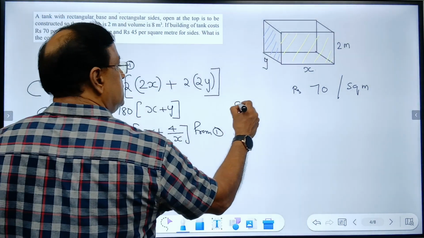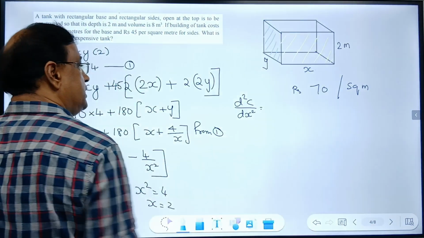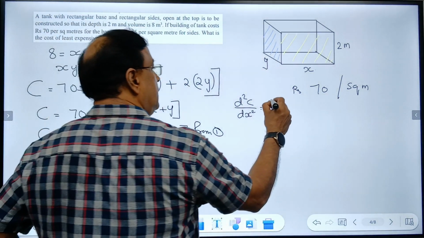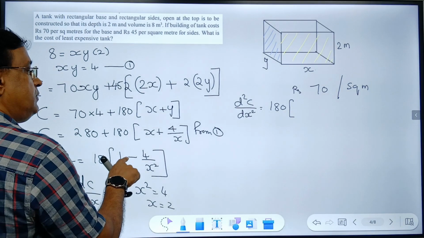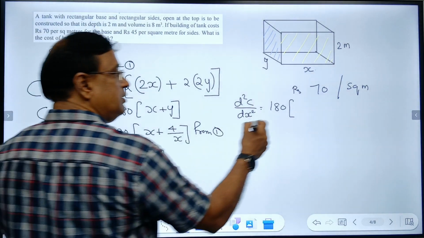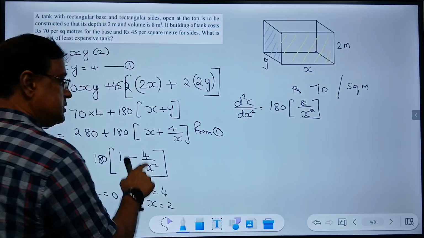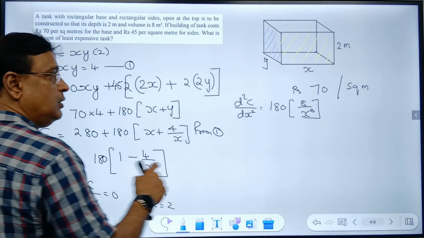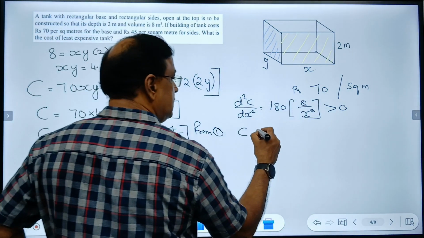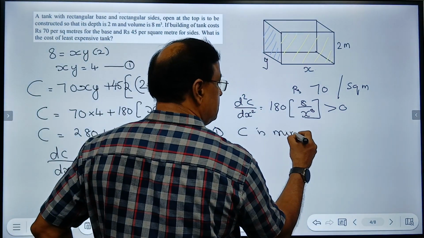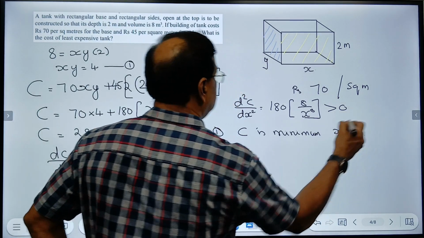Now what is d square c by dx square? D square c by dx square will be 180 into differentiation of 1 will be 0. Differentiation of minus 4 by x square will be 8 by x cube. Correct? 1 by x square is minus 2 by x cube. So this is obviously positive because there is no negative here. Therefore C is minimum. So the cost is minimum. When is it minimum? When x is equal to 2.